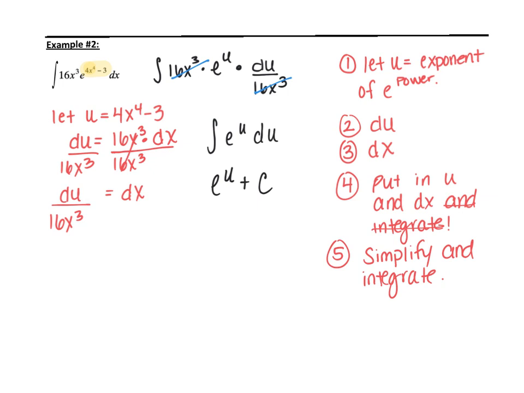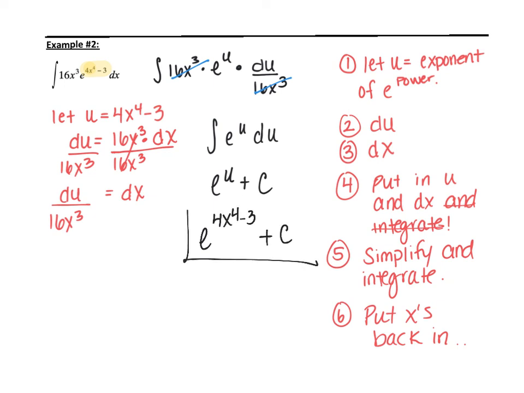And last but not least, my final step is put the x's back in. So what did we let u equal? Well, 4x to the fourth minus 3. So my final answer is e to the 4x to the fourth minus 3, and then plus c. That is my final answer.